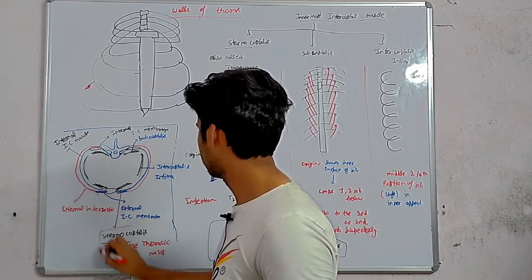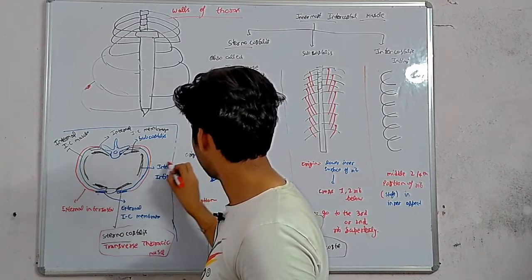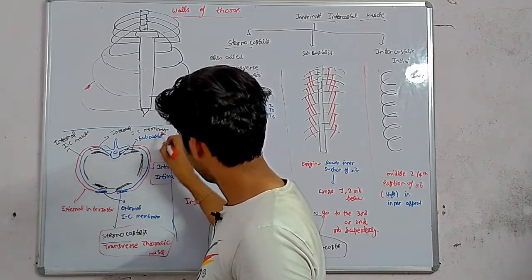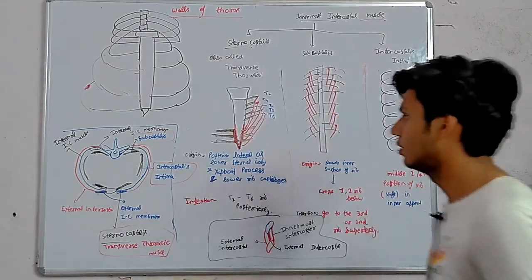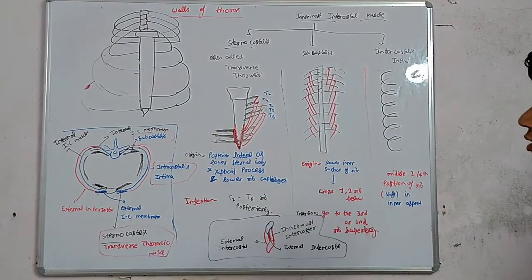Whole of this and this form the innermost intercostalis muscle. Done. This is the arrangement of the muscle pattern. You can note this.